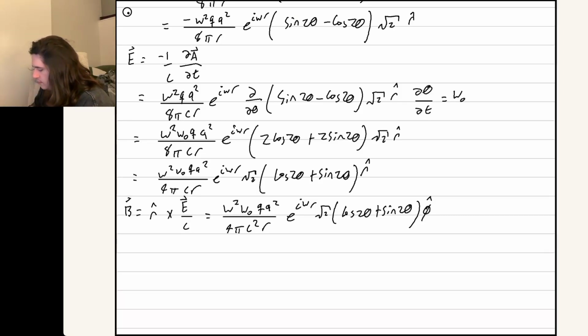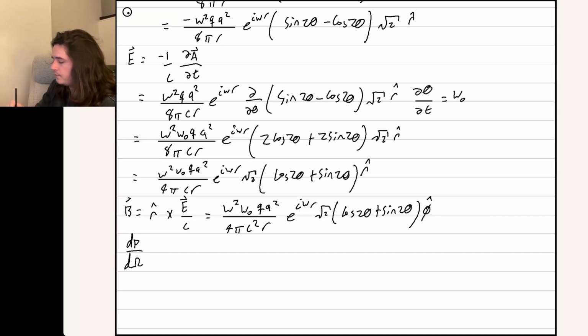and then now you can get towards your angular distribution of radiated power, as always given by r squared over 2 times the magnitude of the Poynting vector.